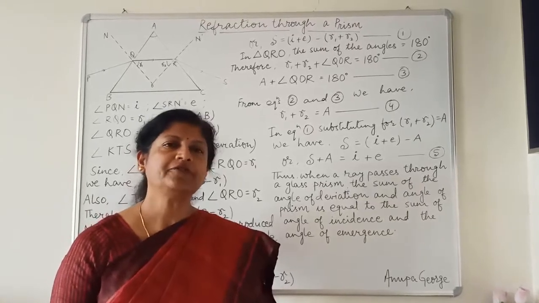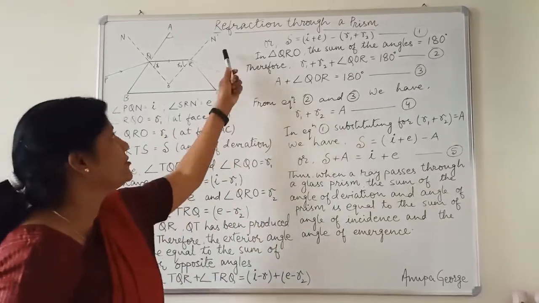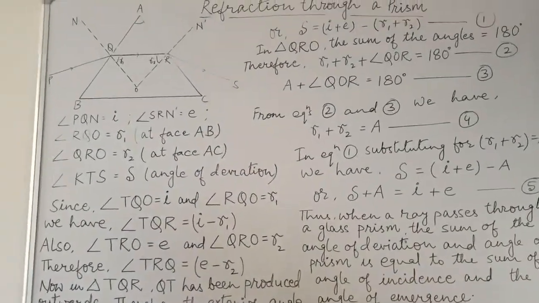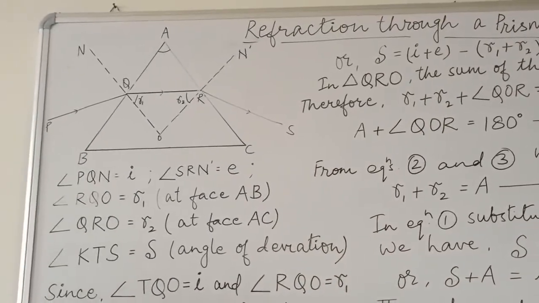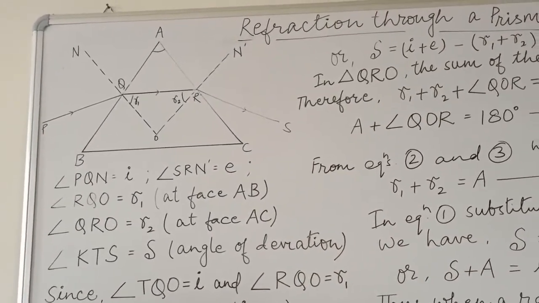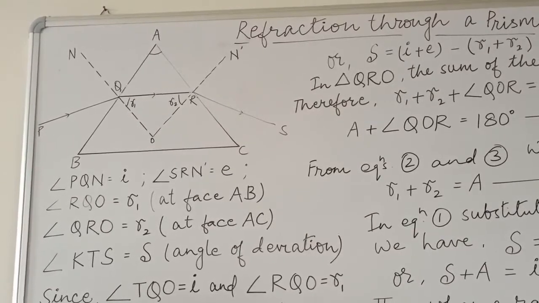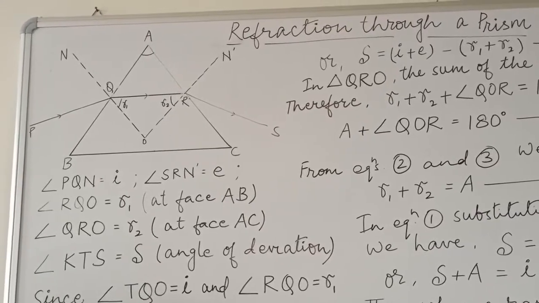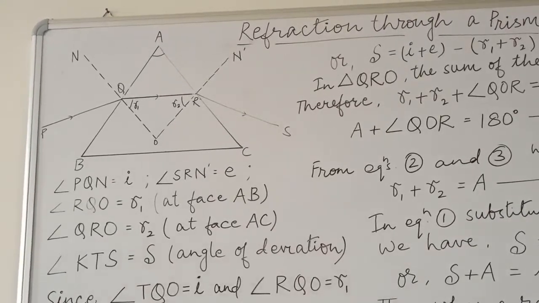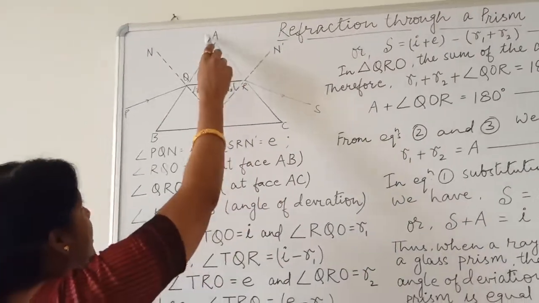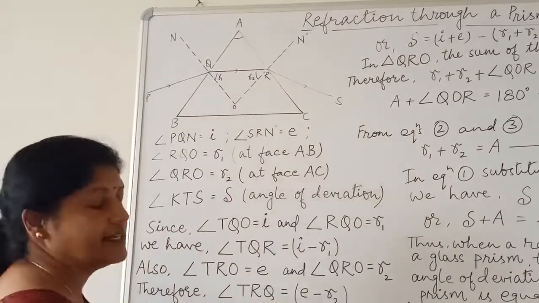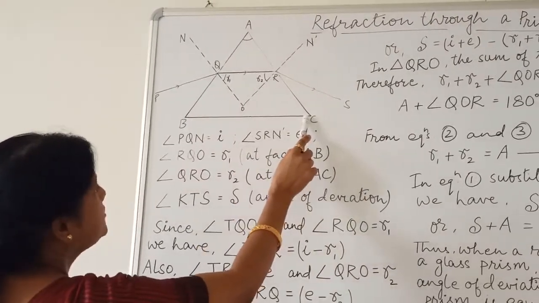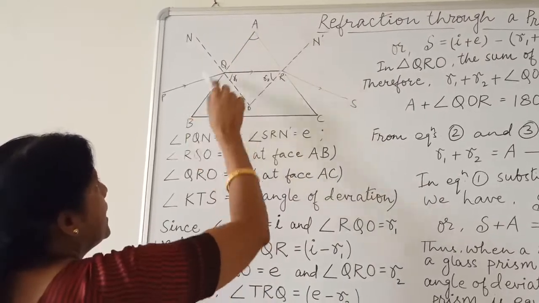Students, today we are going to study refraction through a prism. A prism is the portion of transparent refracting medium bound by two plane surfaces meeting each other along a straight edge.